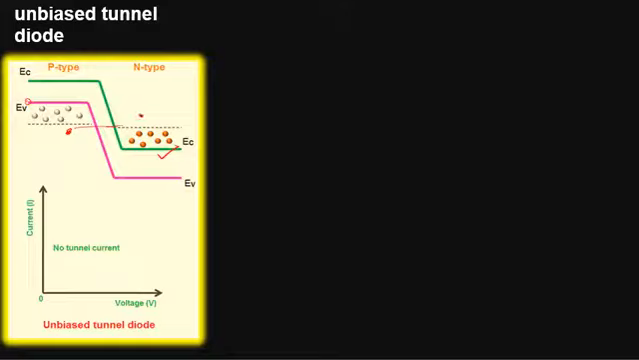But overall, the net tunnel current will remain zero because of the equal number of charge carriers transferred from one region to another region. An equal number of holes and electrons pass through the tunnel. So overall, there will be no forward current in the unbiased tunnel diode.